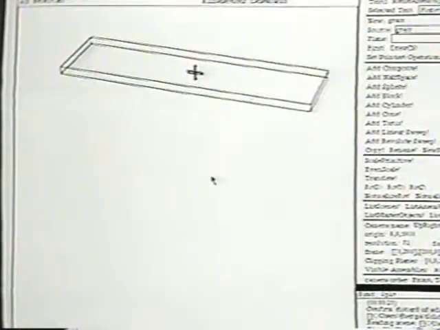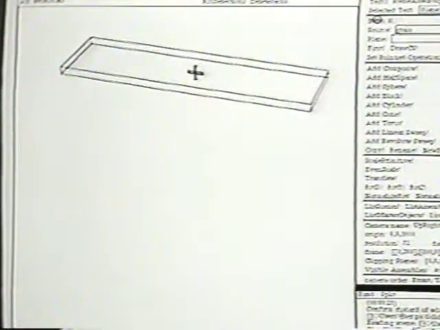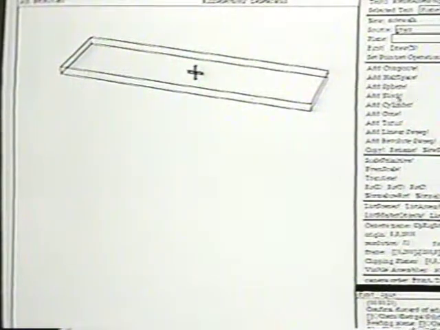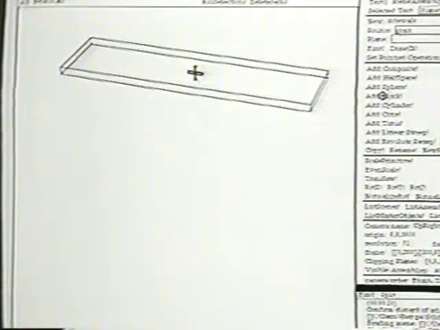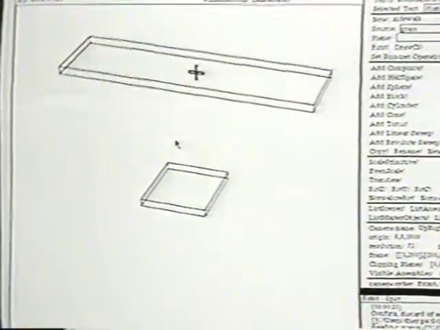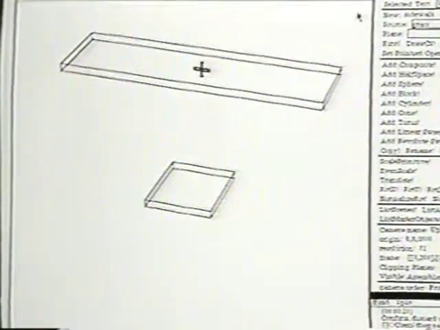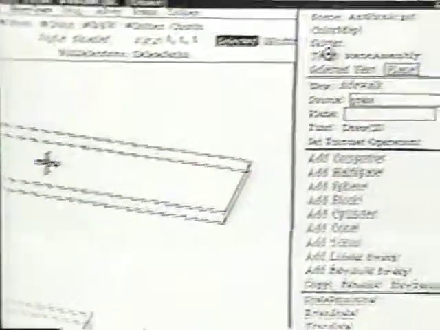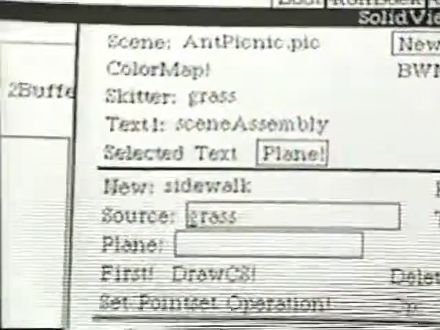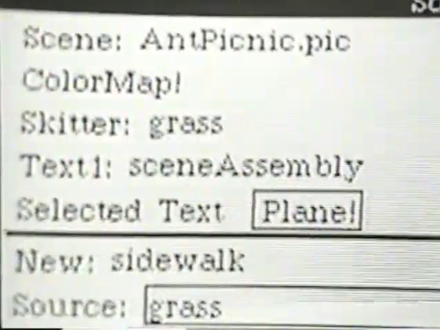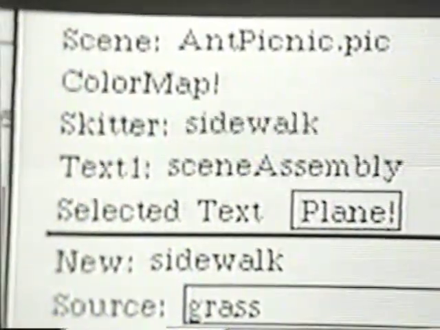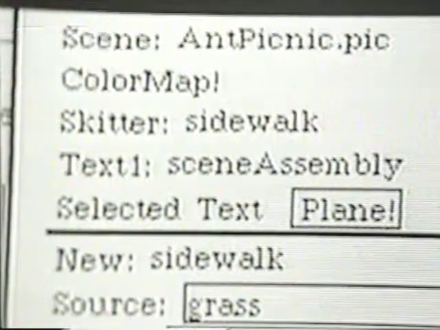Now that I have placed the grass, I will add another block to represent the first block of the sidewalk. I'll make it the same size as the grass, except 1/4 the size of the width. Now if you look on the SolidViews Edit tool, you'll see that as the skidder moves from the grass to the block, a little piece of text informs the user what he is pointing at.